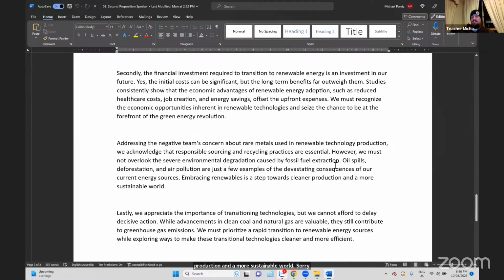So they've provided good examples here. So oil spills, very severe, have a very bad impact on the ocean and the animals and the plant life that live in the ocean. Deforestation, so again, if we're digging up fossil fuels, sometimes we need to.